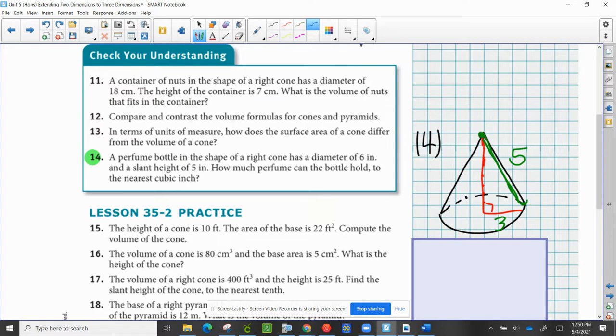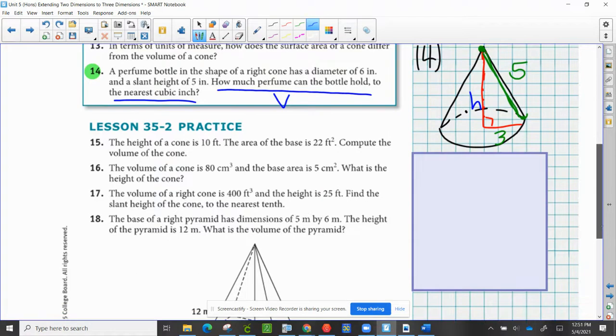Remember, slant height goes from your vertex point down to the base edge. For volume, we don't necessarily need the slant height anymore. Pi r squared times h. We need h, the height. Now again, we've kind of seen this happen a few times now. We have a right triangle there with one side 3, hypotenuse of 5. So find h, and then figure out how much perfume the bottle can hold, aka volume, to the nearest cubic inch, so round to the nearest whole number. See what you get for 14.